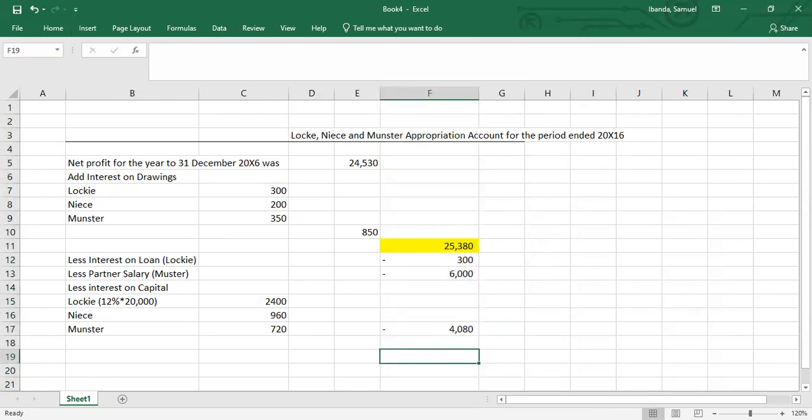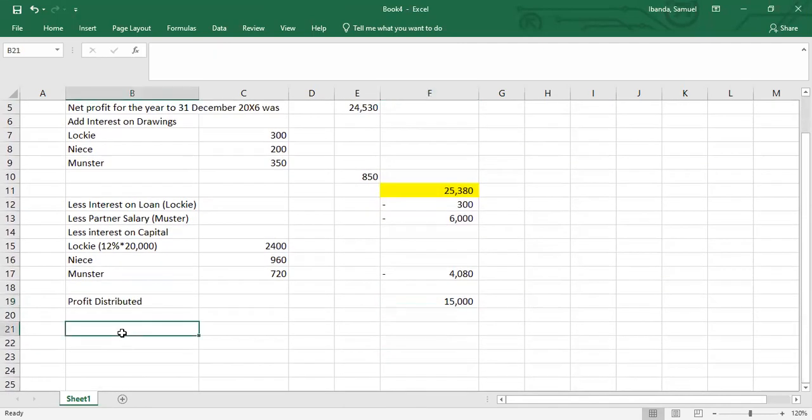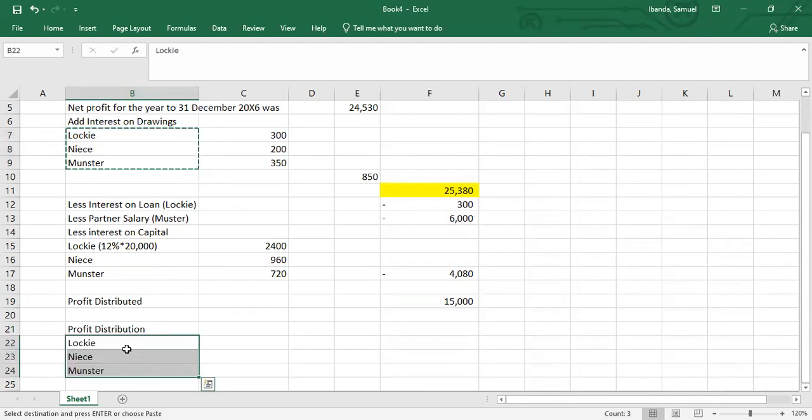This is 4,080. Once I have that 4,080, my aim is now to calculate the profit to be distributed, because I've already adjusted with everything that I have. Profit to be distributed. So remember, we had this, and then we are lessing this, lessing that. Since they already have a negative, I'll just add them, using Excel, which gets me to 15,000. So we are going to distribute 15,000 between the partners. For the profit distribution or allocation, whatever term you might use, we are going to have the partners listed together: Loki, NIS, Monster.